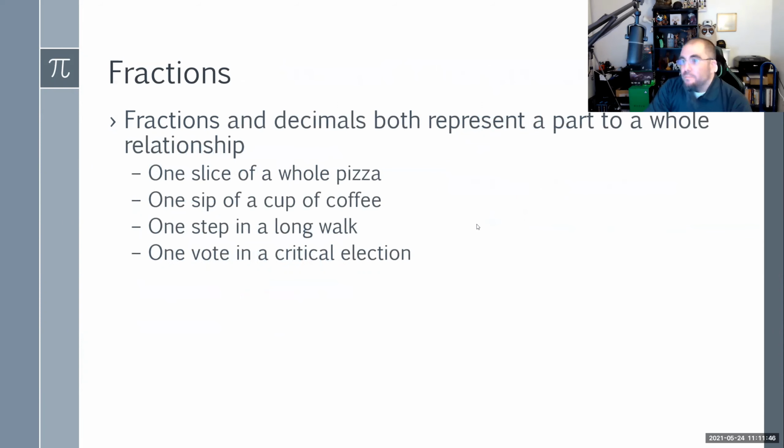So fractions and decimals both represent a part to a whole relationship, right? One slice of a whole pizza, one sip of a cup of coffee, one step in a long walk, one vote in a critical election. Those are all fractions of a whole, right? Personally, to me, one slice of a pizza is just the pizza folded in half and just eating it that way. But what do I know? Maybe that's why I've got too much weight on my body.